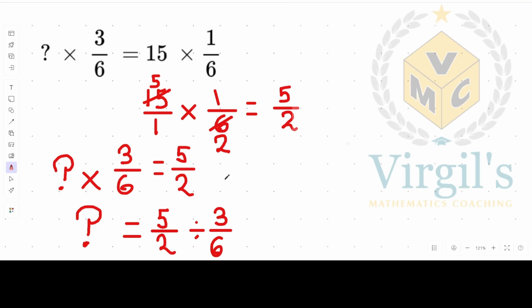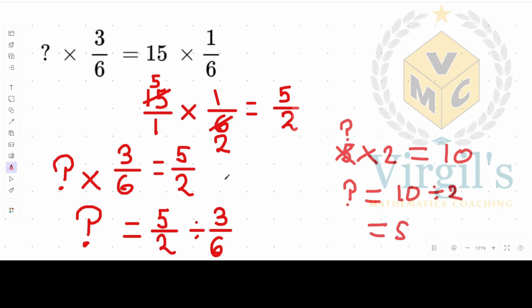So if I write, for example, 5 multiplied by 2 is equal to 10. Let's just say we didn't know this 5 was here. We did not know it was a question mark. Just like this question. So the question mark will be 10 divided by 2. And we know the question mark will be 5. Let me write that over. So it's the same thing we're doing. So that's why we divide 5 over 2 divided by 3/6. It's the same thing as this.